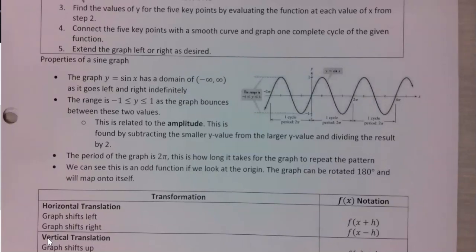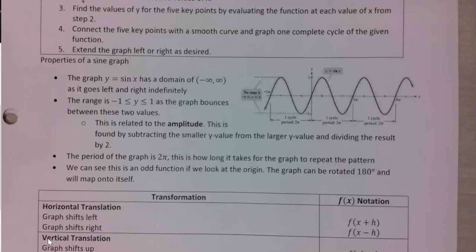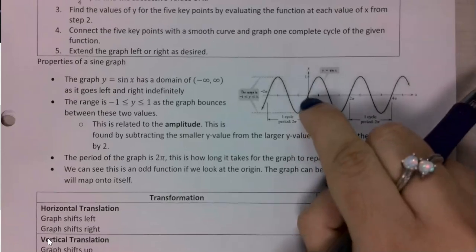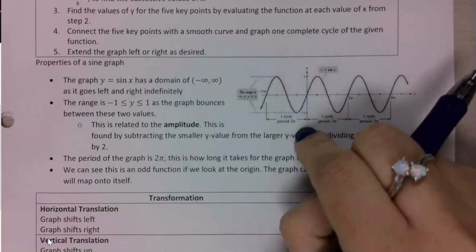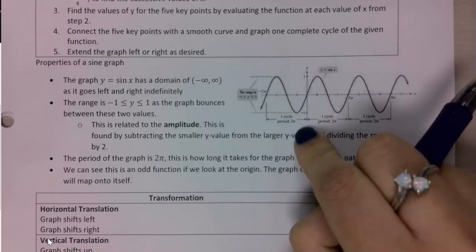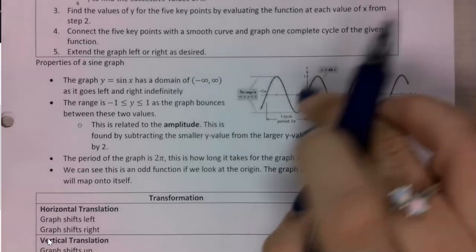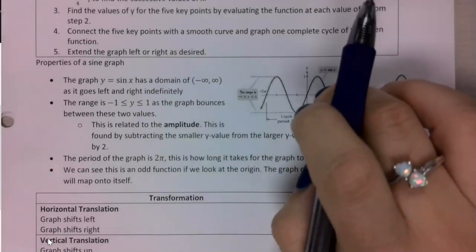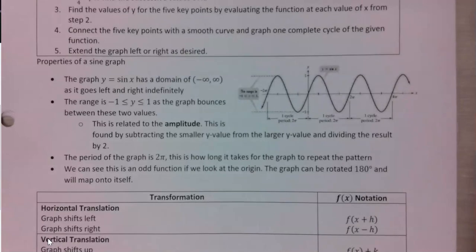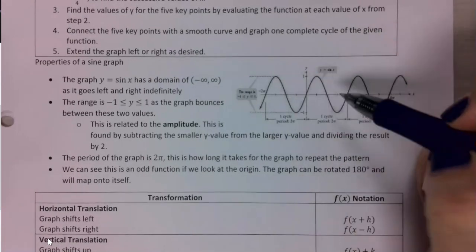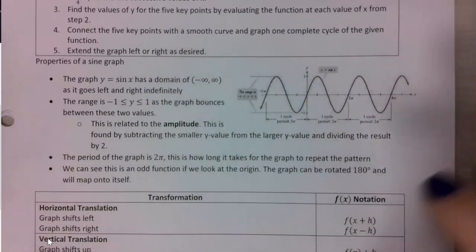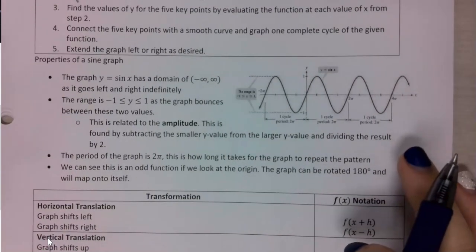Then I can tell if it's even or odd if I look at my origin. So right here, if I folded this in half, those aren't going to match up on the y-axis. But if it was shifted over and the peak of the curve was right here and I could fold it over and they'd match up perfectly, then it would be even.